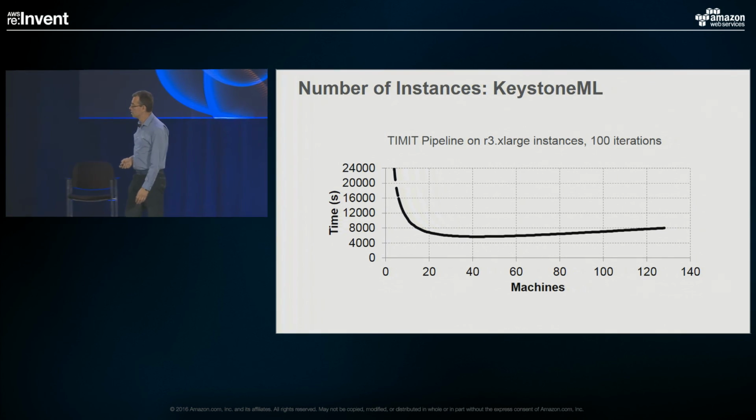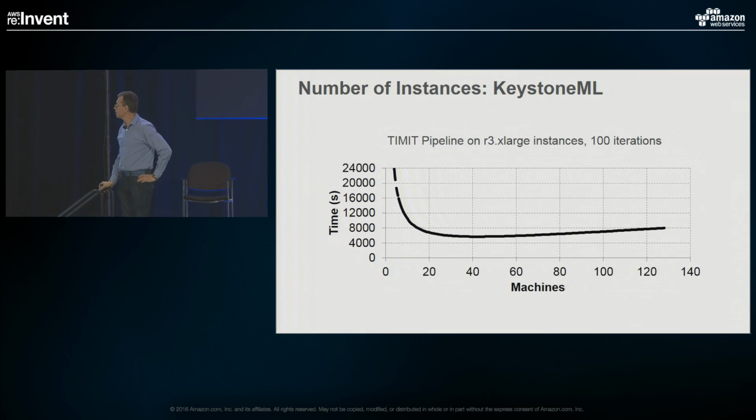This is an example showing the same instance type, R3 X large, where on the x-axis we vary the number of machines, and the time for this particular application is on the y-axis. As you can see, as you add more machines, as you'd expect, the time goes down. But after a while, the time actually slowly increases. Why is that? Because for this particular application, as you start to use more machines, in this case more than 40, the communication becomes a bottleneck. You send more and more data over the network.